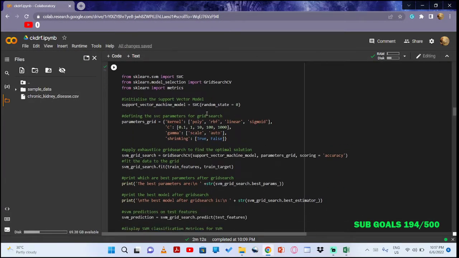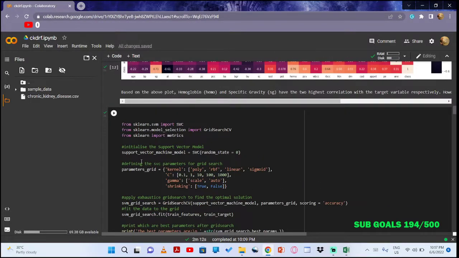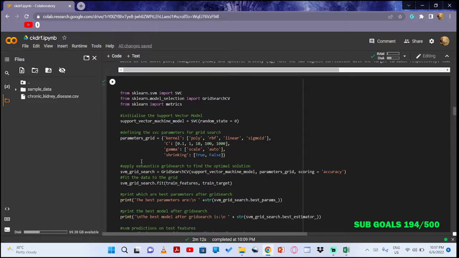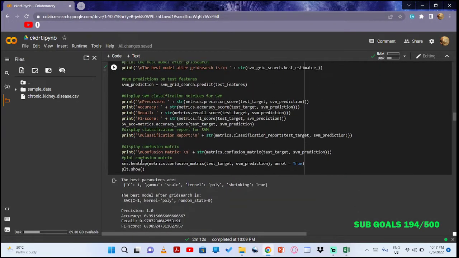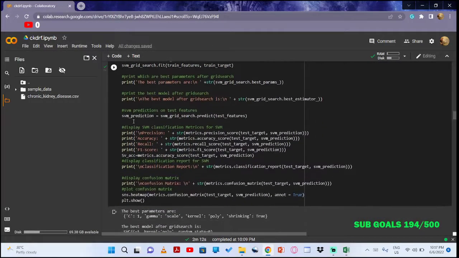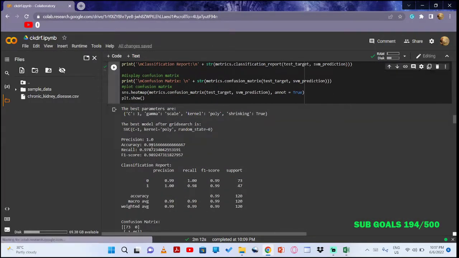First I applied SVC, the support vector machine. It's a supervised algorithm. After applying everything, I ran it and we got a score of 99% accuracy.